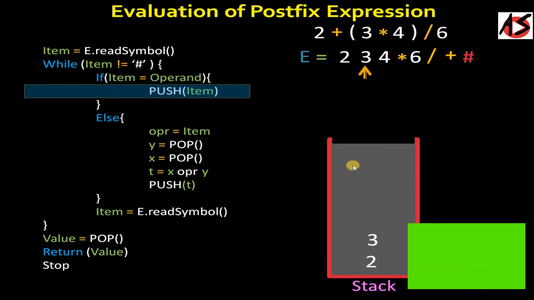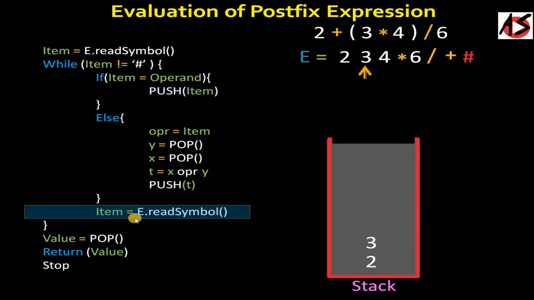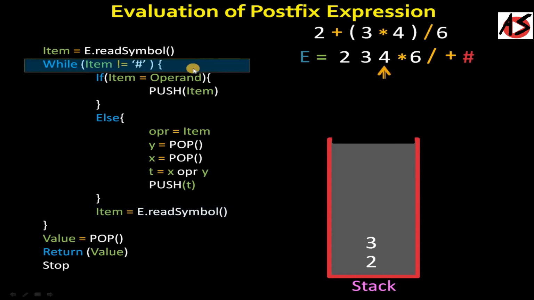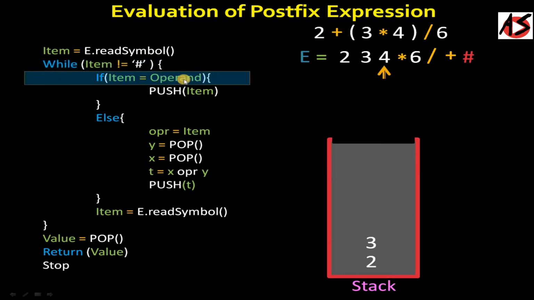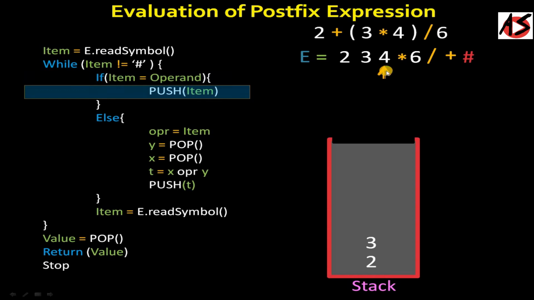Now again we go for the next symbol. We go to 4, which is the next operand. Again we check the while condition: is it hash? No, so the condition is true. We check the if condition: item is equal to operand. The condition is true, so again we push the item into the stack. So here you can see 4 is in the stack now.